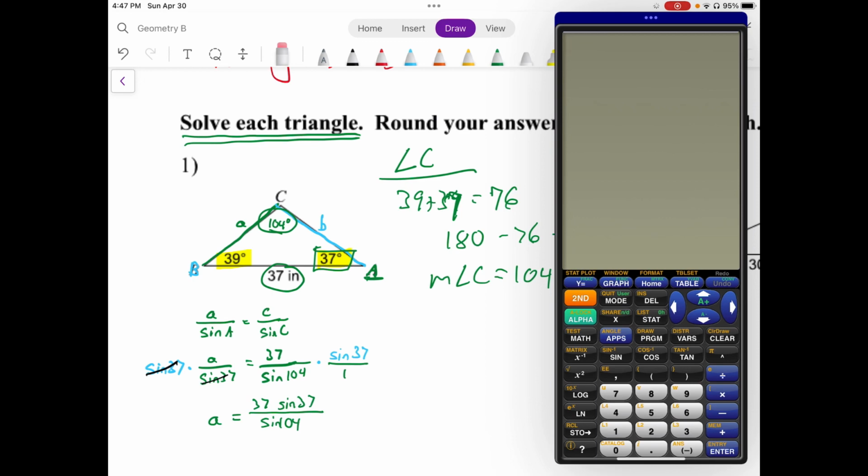This is this. So I'm just going to type in this expression. I'm going to type in 37 times the sine of 37. I'm going to have to close my parentheses here. And I could just hit enter, or I can just hit divided by sine of 104 because it will do the order of operations for me. Divided by sine of 104, and we hit enter, and we get that side A is 22.9, and this is in inches.